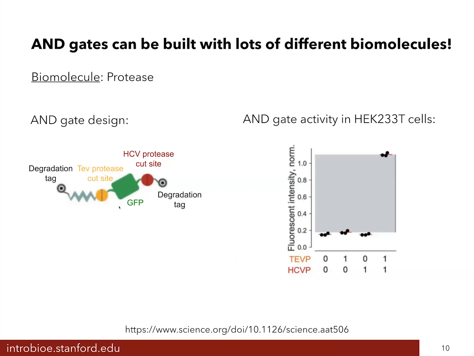So in this case, you're going to be getting AND gate-like logic just by cutting a protein in specific locations. This is just showing you fluorescence intensity in HEK293 cells. That's a type of human embryonic kidney cell line. So these are human cells. You can see strong GFP signal only when both your TEV protease and your HCV protease are expressed in the HEK cells. And so this type of AND gate is just another example of a logic gate or a genetic circuit being built with a biomolecule.